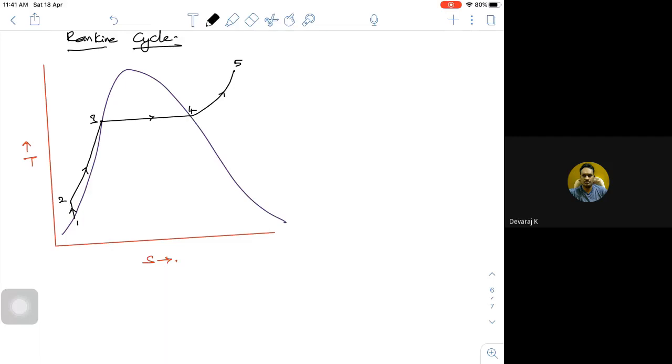Now, if I try to expand from the dry saturated steam, I may expand to this particular point. So this will be my point 3. You can see this is wet steam. If you try to draw the dryness fraction lines, suppose my dryness fraction lines will be going like this.